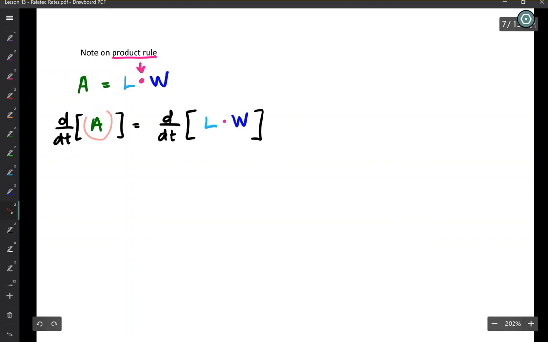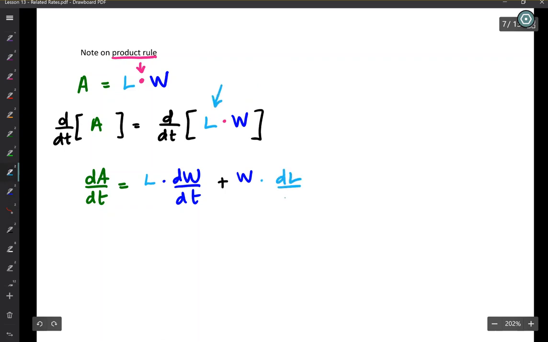the derivative of A is 1. Chain rule, A changes with respect to time. Multiply by A prime, or dA/dt, if you prefer. And then here we need our product rule. My first function is L times the derivative of second. The derivative of W is dW/dt, plus my second function, W, times the derivative of my first, dL/dt. Or if you were using the prime notation, A prime is equal to L times W prime plus W times L prime.